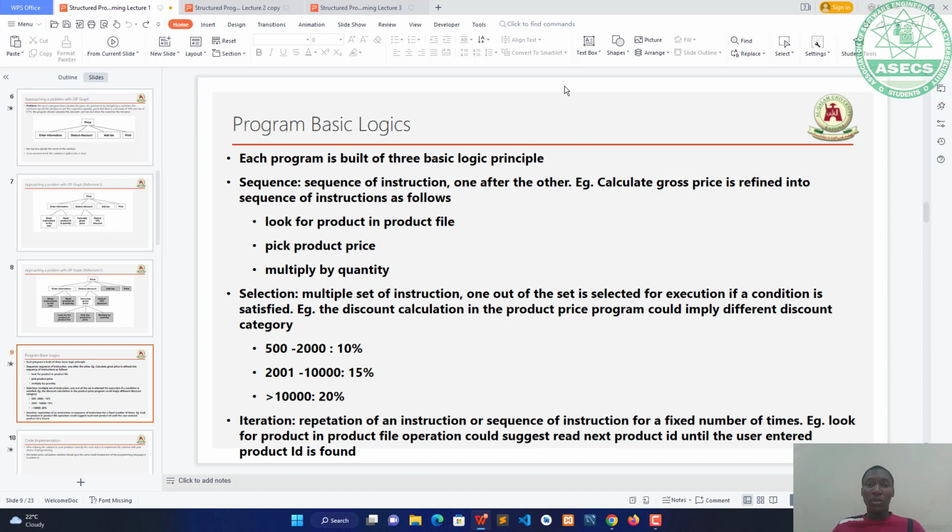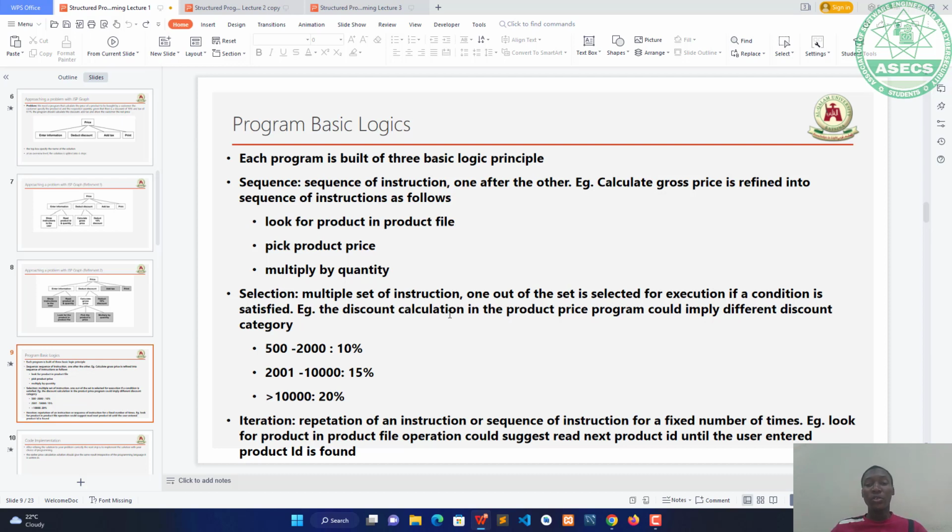If you have paid for the flight, ka biya kuɗin ticket na flight, yeah, you are a valid passenger, you can be on board. Otherwise, you are not valid, you are invalid for that. So that's just it for selection. If a condition becomes true, something will happen. Otherwise, it will never happen. It shouldn't happen. So ana wajen da yake bayani shine ya ce selection, multiple set of instructions. One out of the set is selected for execution. Only one out of wanda aka kawo yake executing. If your condition is satisfied, that means if the condition is true.